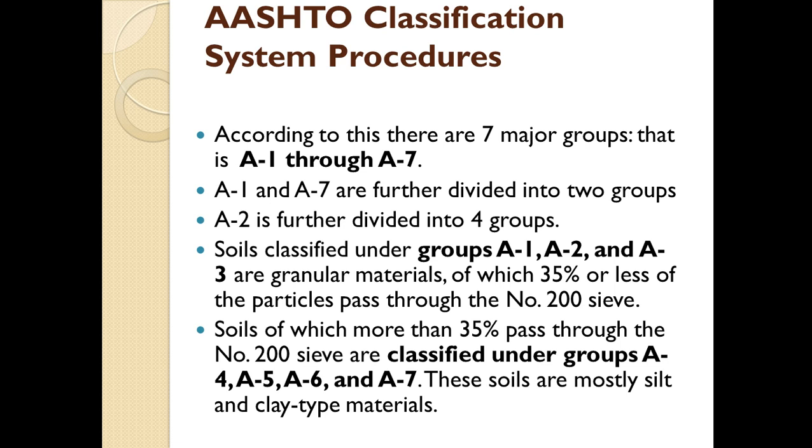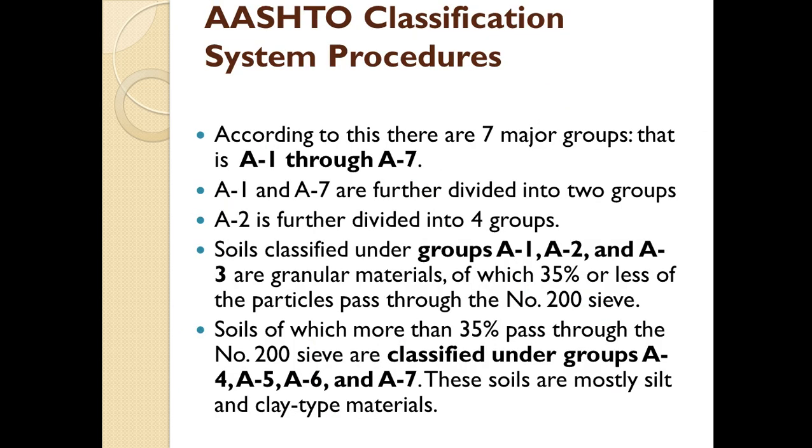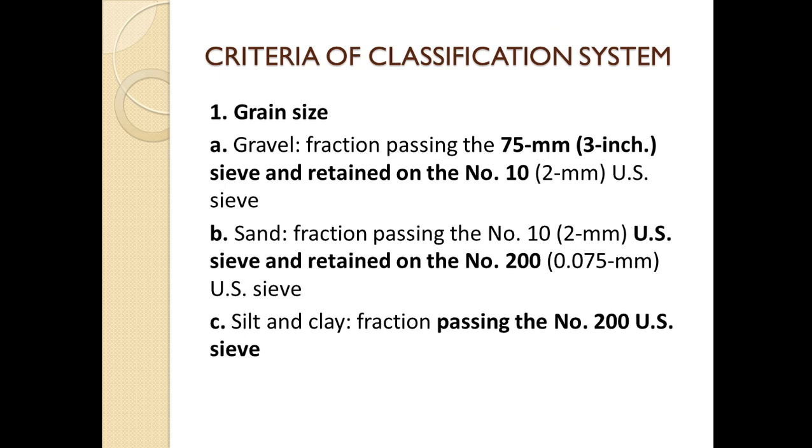There are two major classifications. First is granular materials: if 35% or less of the total sample passes sieve number 200, then it is categorized as this type of material. And if the total sample passing sieve number 200 is more than 35%, then it is classified as silt-clay material.